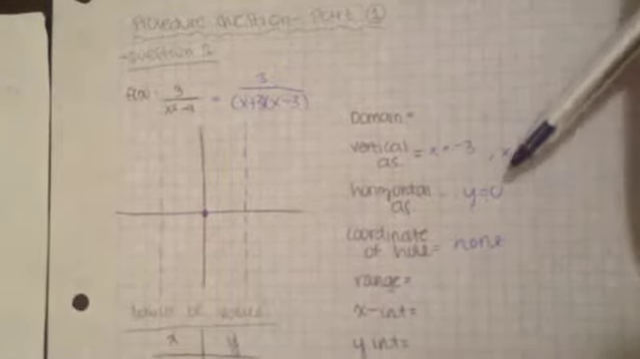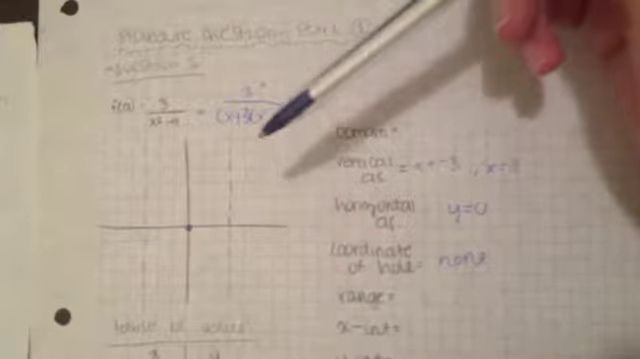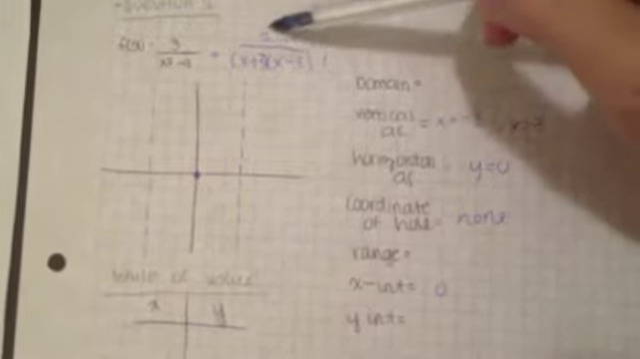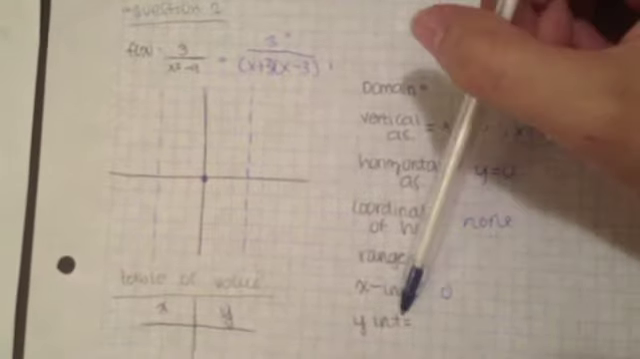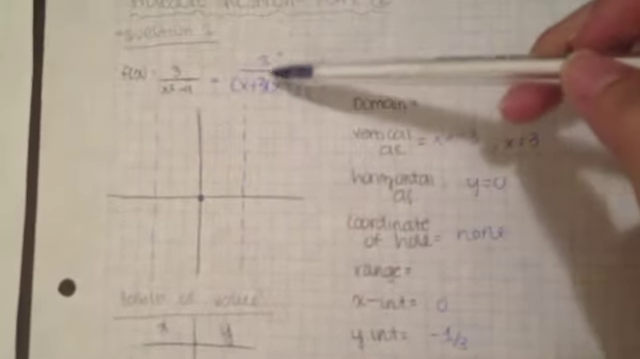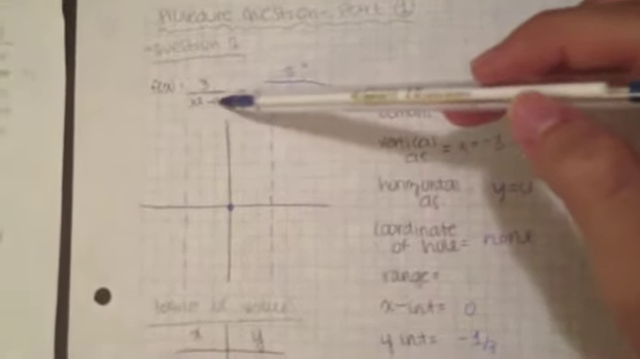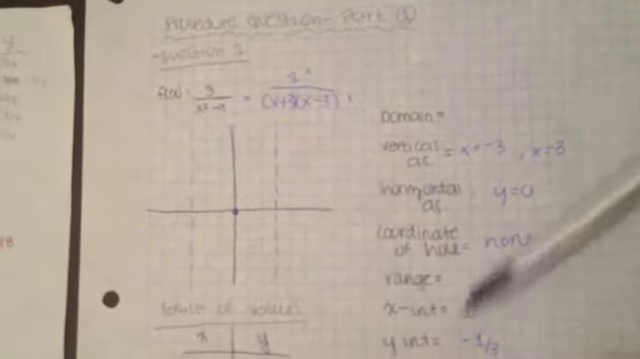We will plot these lines as the asymptotes. Now we will solve for the horizontal asymptote, which will be 0, because here we have a degree of 0 and here a degree of 1, which means the denominator's degree is bigger than the numerator's, which gives 0. The coordinate of the hole would be none, since there is no cancellation. The x-intercept would be 0, because we have no x in the numerator. And the y-intercept will be negative 1/3, because when we plug 0 into the original equation for x, it gives us 3 over negative 9, which simplifies to negative 1/3.